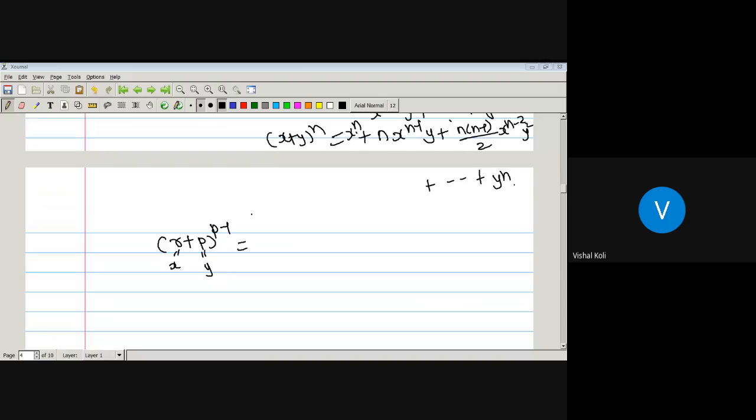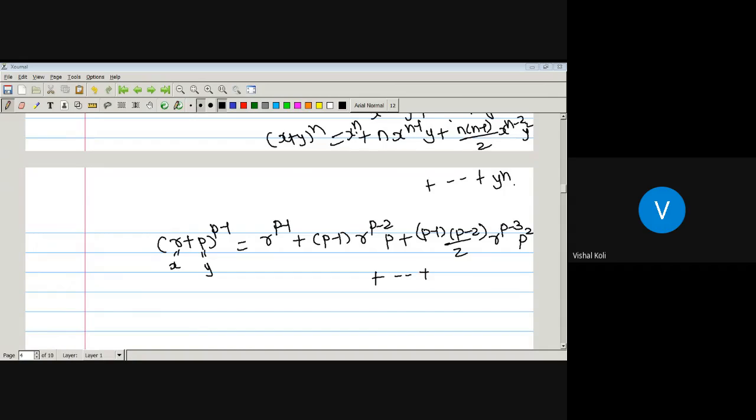Here x is your r, p is y, then what will come? r to the power p minus 1, plus the second term, n is nothing but p minus 1, p minus 1 into x is nothing but r to the power p minus 2, into y is p, plus n is nothing but p minus 1 into p minus 1 minus 1, which is p minus 2, divided by 2, x raised to, here x is r, to the power p minus 2, p minus 1 minus 2, p minus 3, y square. y is p square, plus up to so on.